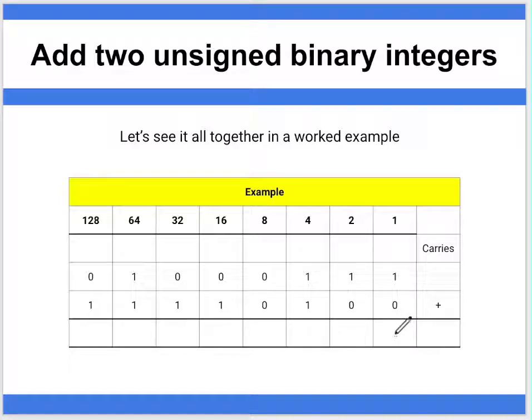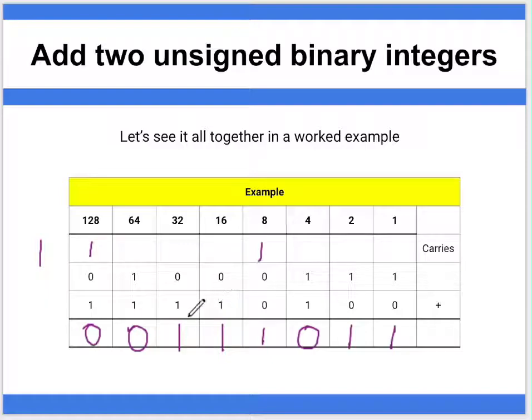So a 1 and a 0 is going to give us 1. A 1 and a 0 gives us 1. A 1 and a 1 gives us 0 and carry 1. And then a 1, a 0 and a 0 gives us 1. A 0 and a 1 gives us 1. A 0 and a 1 gives us 1. A 1 and a 1 gives us 0, carry 1. And then a 0, a 1 and a 1 gives us 0 and then carry 1 over here.